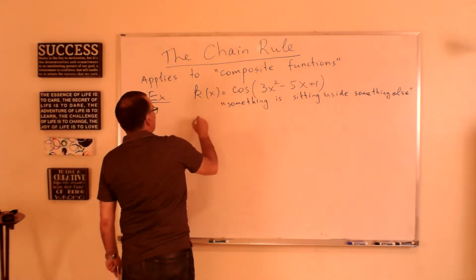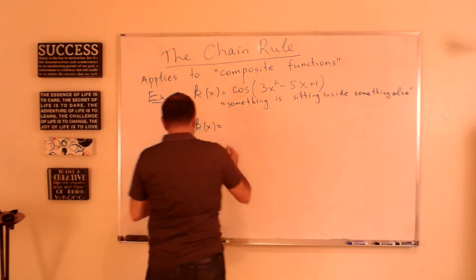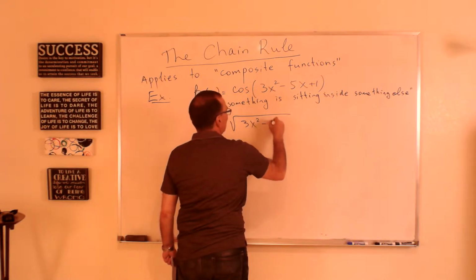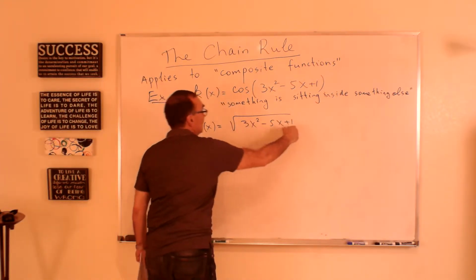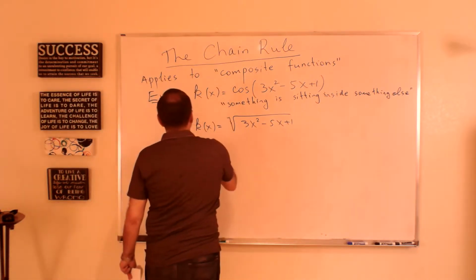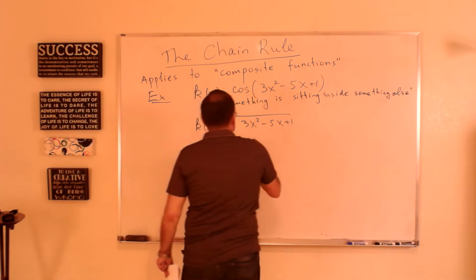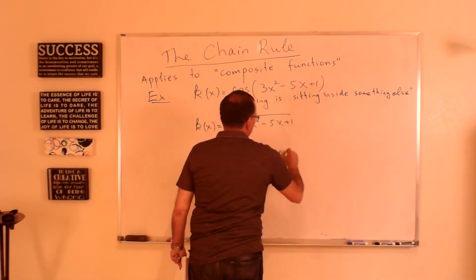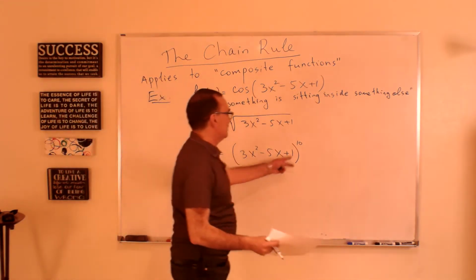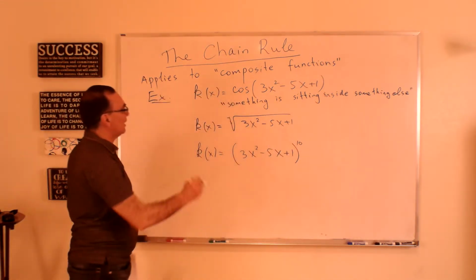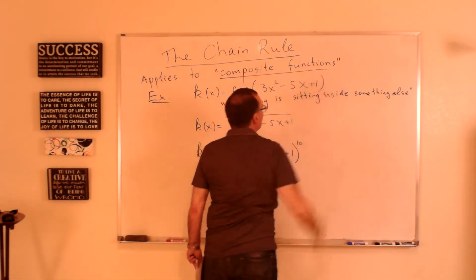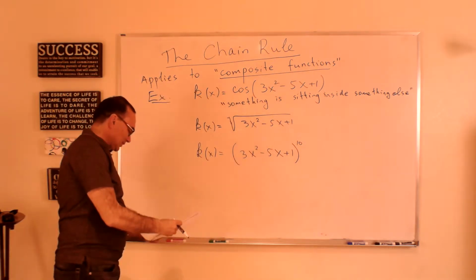Or it could be also something like square root of 3x squared minus 5x plus 1, in which case 3x squared minus 5x plus 1 is sitting inside the square root. Or it could be, say, k of x equals 3x squared minus 5x plus 1, all of that to the power of 10. So now 3x squared minus 5x plus 1 is sitting inside the 10th power. Anyway, whenever something is sitting inside something else, this kind of function is called a composite function. And there is a special method of calculating the derivative.